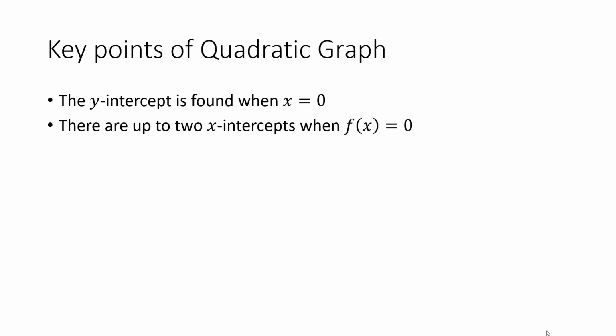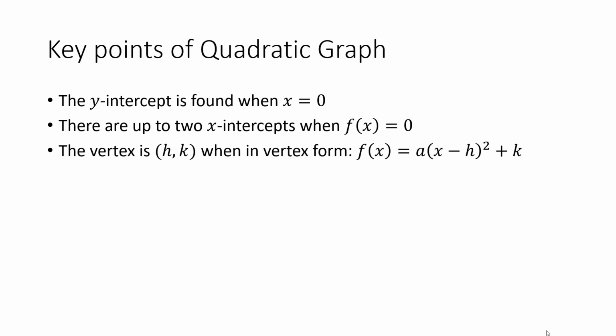The next two are that there are up to 2 x-intercepts when we make f of x, or y, the entire quadratic, equal to 0. Sometimes when we do this, there'll be 2 solutions, sometimes there'll be 1 solution, and sometimes there'll be no real solutions, and then there'd be no x-intercepts.